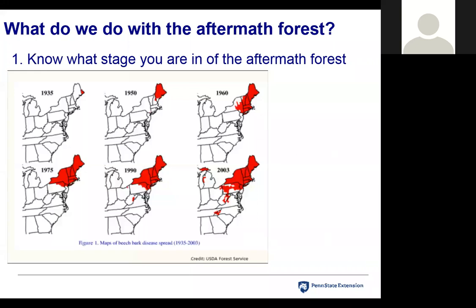Those lingering trees are still going to persist for a while. They're going to send up more root suckers. And so we're in a little bit of a different phase than maybe Maine and some of those northern states.